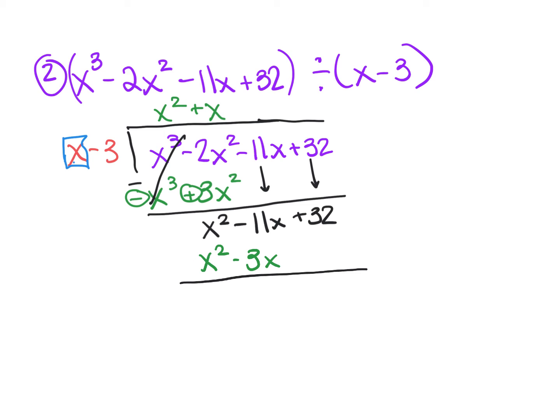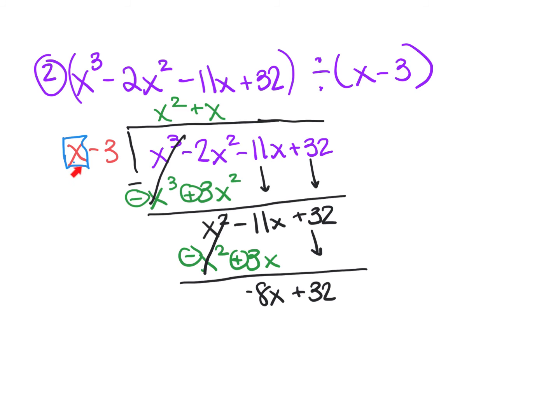And again, we want to change our sign. So this is a minus. That's a plus. These are going to cancel. Negative 11x plus 3x is a negative 8x. Bring this down. Plus 32.